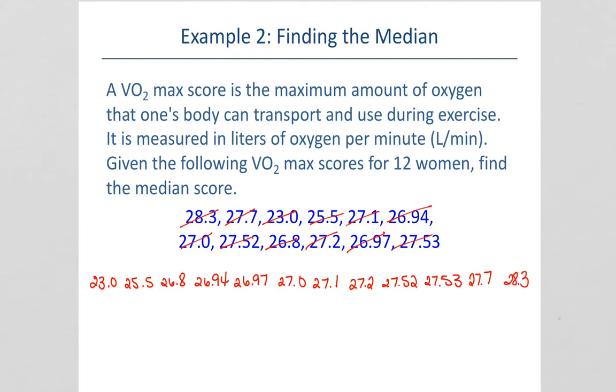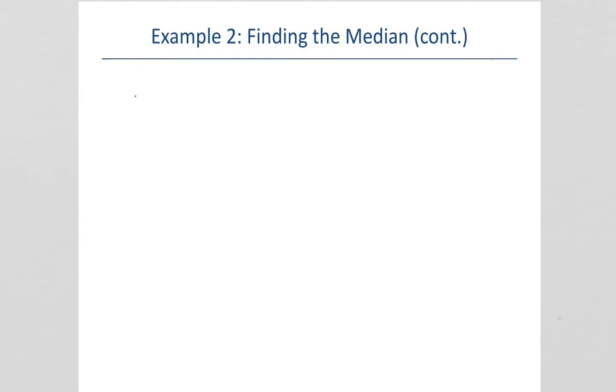Okay, so we're going to count and find the middle values. So let's see. 1, 2, 3, 4, 5. 1, 2, 3, 4, 5. There are 2 in the middle because it's an even set. So what we have to do is take 27 and 27.1 and divide by 2. We're going to find the average of the middle 2. 27.05 is our median.